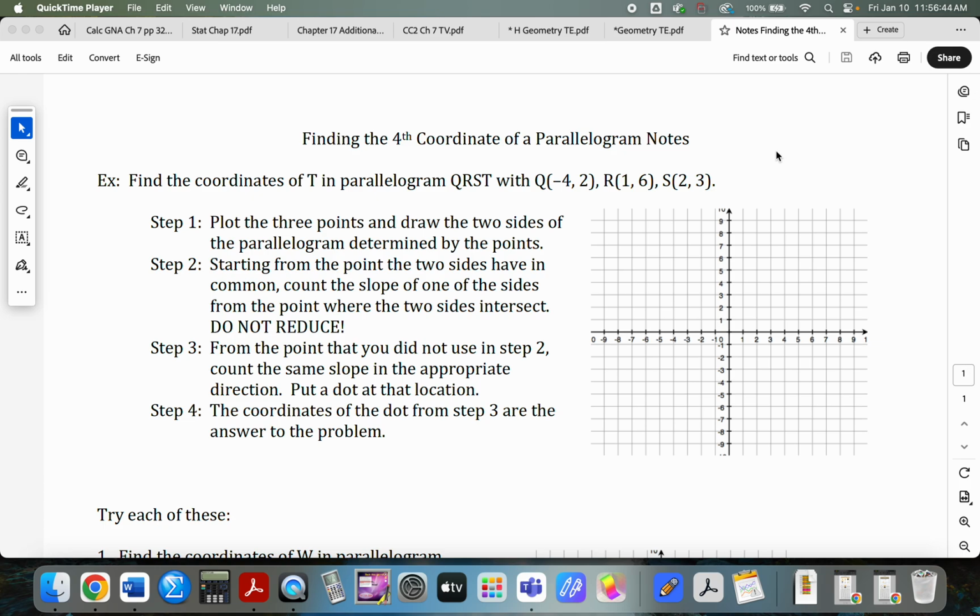Today we're just looking at one additional type of problem, and that is where you're given 3 of the 4 coordinates of the vertices of a polygon, or a parallelogram, excuse me, and you're asked to find the 4th coordinate. Okay, there are a lot of ways to go wrong on this, so you have to be really careful.